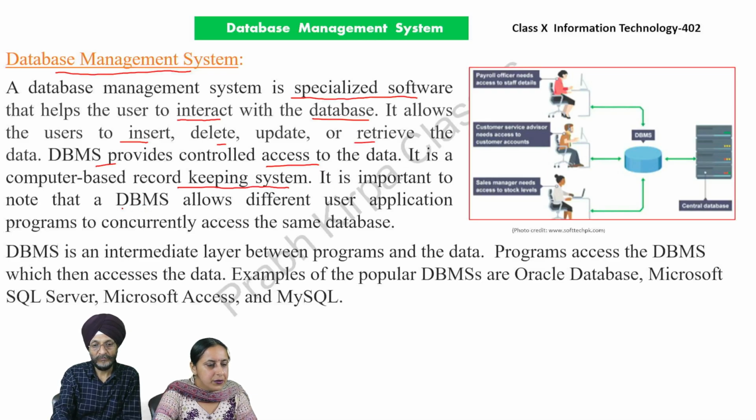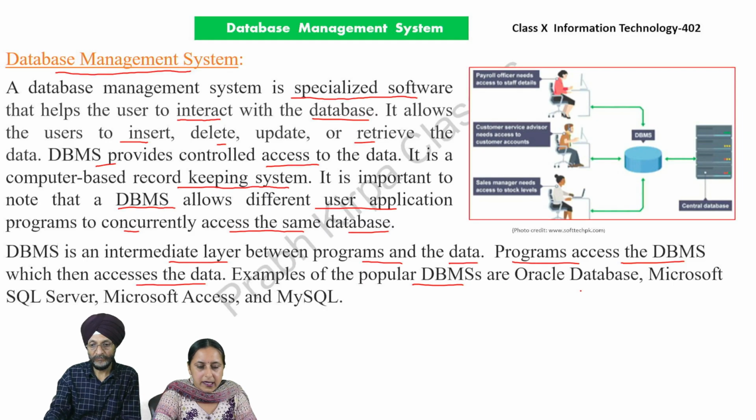It is a computer based record keeping system. It is important to note that the DBMS allows different user application programs to concurrently access the same database. DBMS is an intermediate layer between programs and the data. Programs access the DBMS which then accesses the data. Examples of the popular database management systems are Oracle Database, Microsoft SQL Server, Microsoft Access, and MySQL.